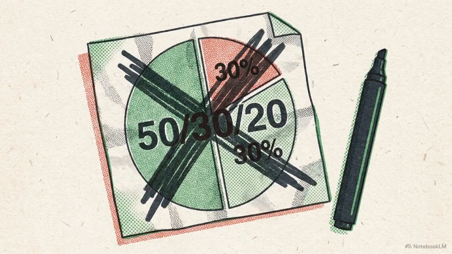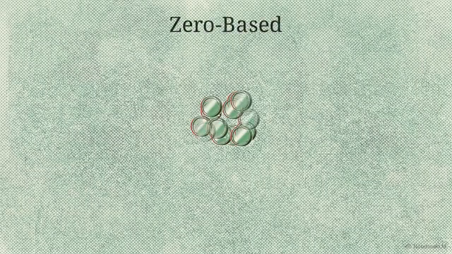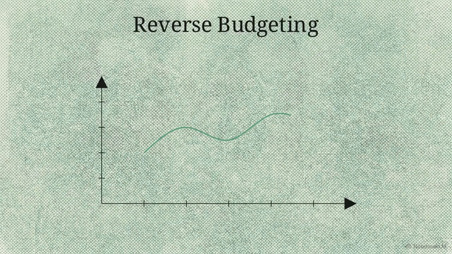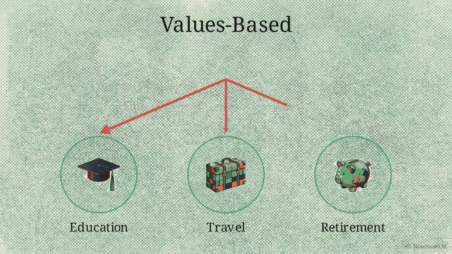Moving past this guilt requires abandoning the idea of a universal percentage rule. A working budget has to be a personalized, functional system based on actual behavior. Zero-based budgeting assigns every incoming dollar a specific job until the balance is zero. Reverse budgeting tracks actual spending patterns to build a realistic baseline. Values-based budgeting routes capital toward high-priority categories like education, ruthlessly cutting areas that don't align.